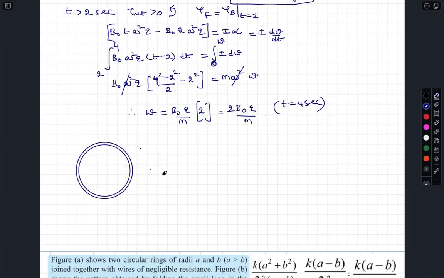Nidhi, if it is a constant torque, we have an advantage. If it is a constant force, we have an advantage.